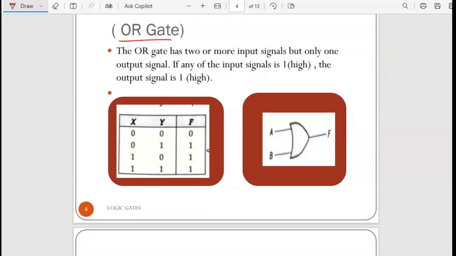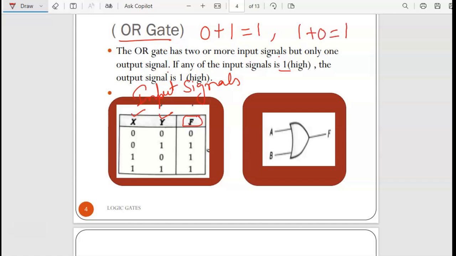The second one is the OR gate. The OR gate has two or more input signals but only one output signal. Here you can see these two are the input signals, and one is the output. If any of the input signals is high, the output signal is 1. OR is actually the plus sign. 0 plus 1 will give you 1, 1 plus 0 will also give you 1, and even 1 plus 1 is also 1. So if any of the input signals is 1, it will give you 1.